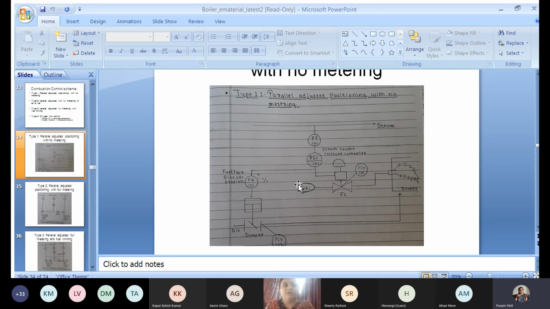Even if you are in the software industry and you are making some programs for industries and factories, what is available in the factory? These units only. Whichever factory you take, knowledge of this is very important, right. So please make sure you are comfortable with the lecture in your own way by writing your own notes. So this is parallel adjusted positioning with no metering, type 2, 3, 4. Tomorrow we will study it. For today, let us stop over here.